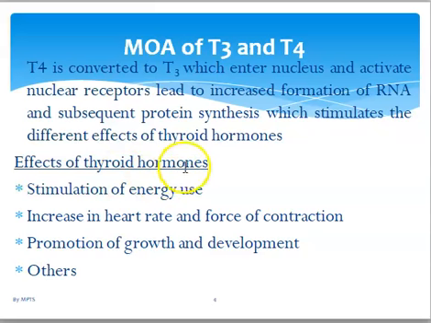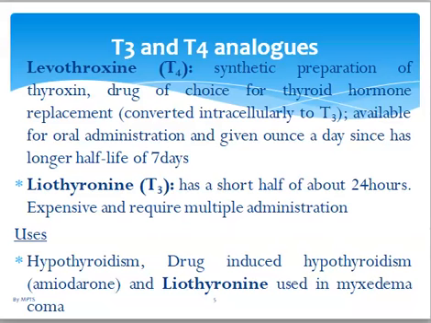So, which are those effects of the thyroid hormones? Stimulation of energy use, increase in heart rate, force of contraction, promotion of growth and development, and very many others, which I'm sure you're aware of. Let's look at the analogs. We have levothyroxine. This is a T4. This is a synthetic preparation of thyroxine. It is a drug used in thyroid hormone replacement. It's converted cellularly to T3. It's available as oral, and it is given once a day and has a longer half-life.